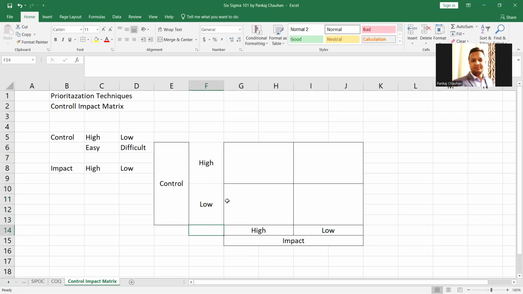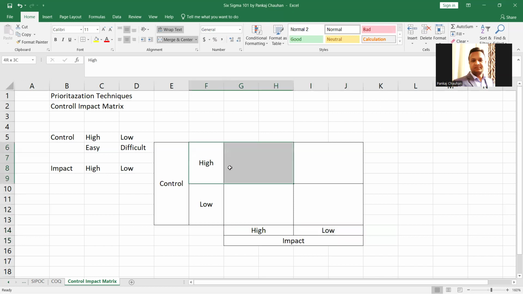As I was telling, the first thing we focus on is control: how easily the solution can be implemented. Because many times you see that most of the problem comes from one reason only, but for that reason you really can't do anything. Maybe it's because of government policy, maybe because of client restriction, maybe it requires a huge budget. When you really can't do anything about it, whatever impact it would give doesn't matter. So always see which things you can easily control or easily implement.